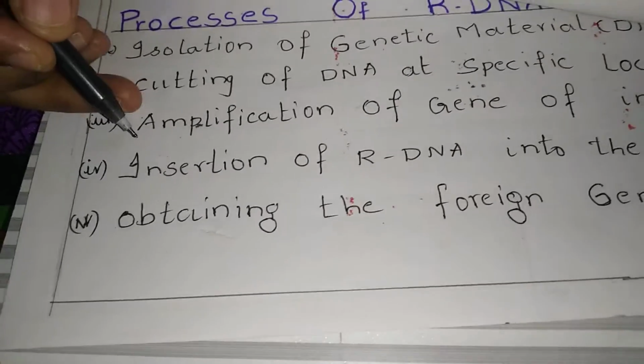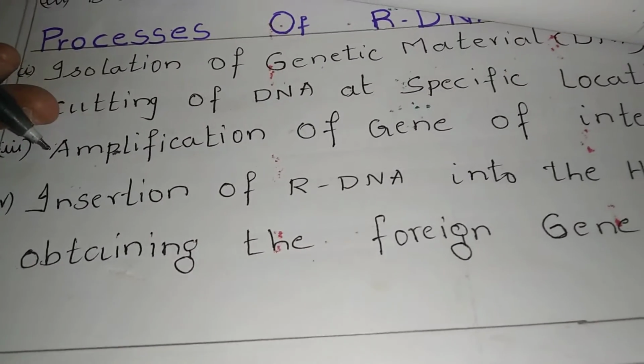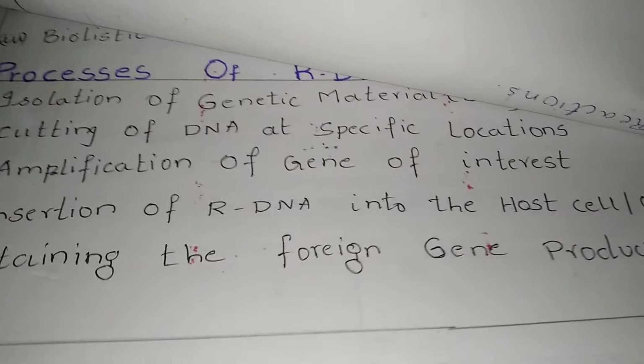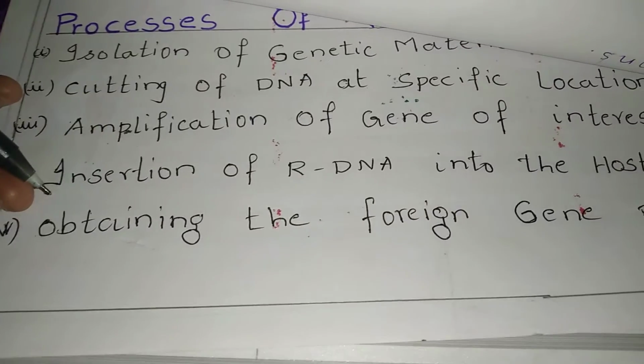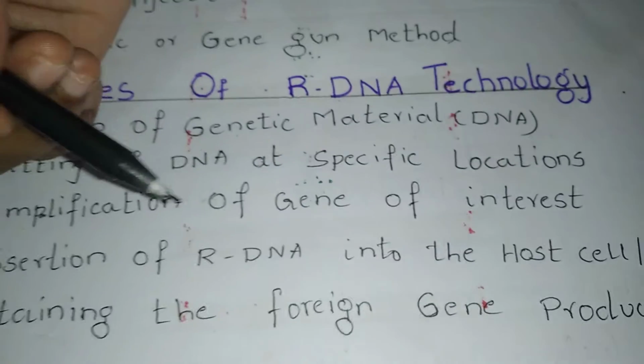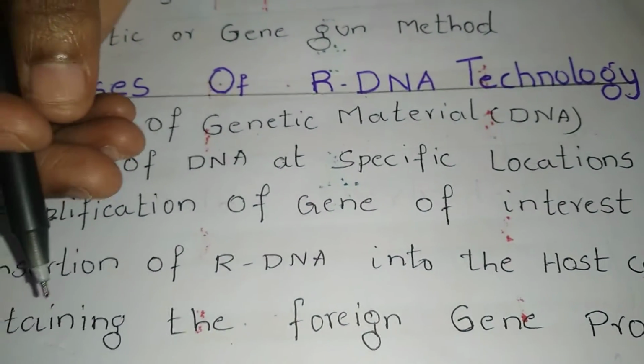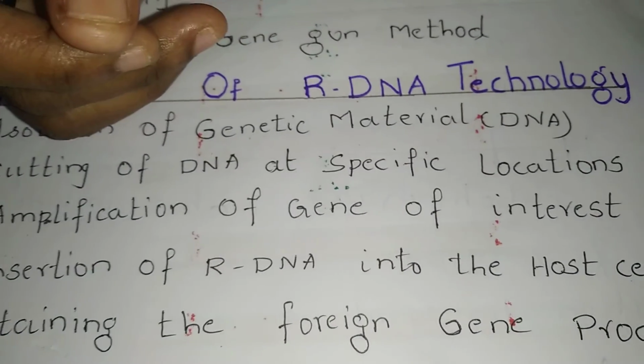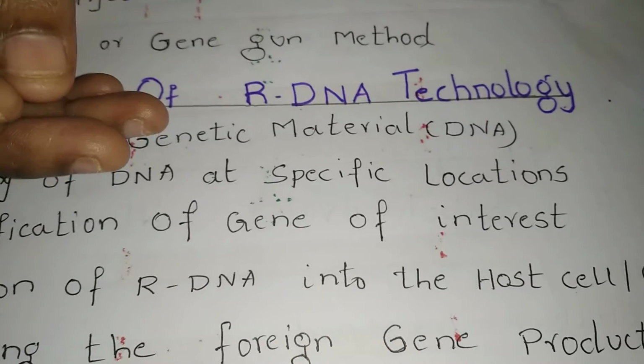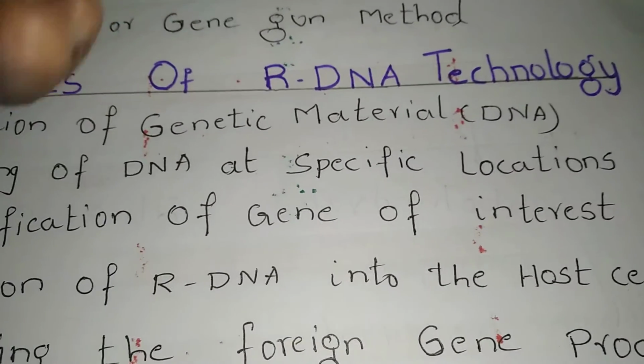So in this way, the fourth step, insertion of DNA into the host cell organism, is over. Now the last one is obtaining the foreign gene product. Whatever rDNA is introduced into the cell, it has to be expressed in order to produce the product. In order to produce the product, the gene has to be expressed.